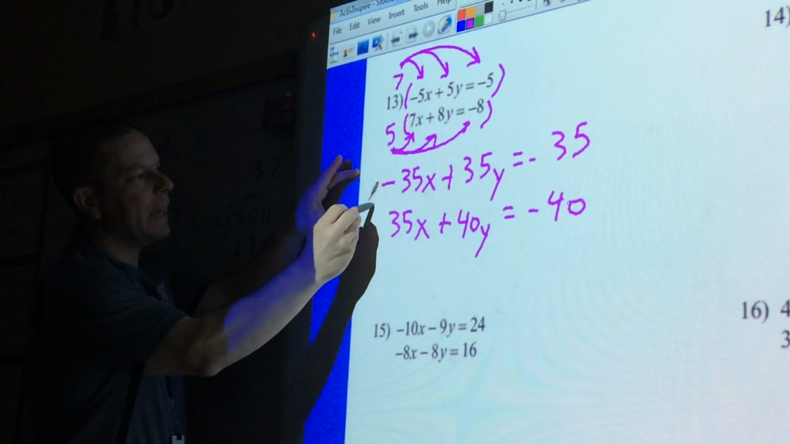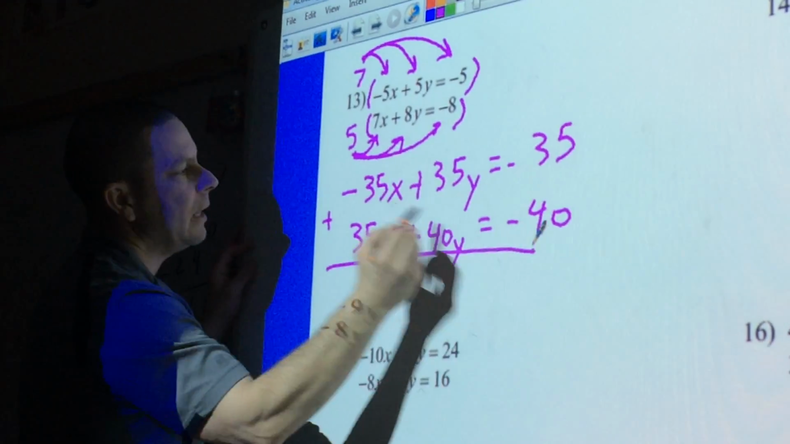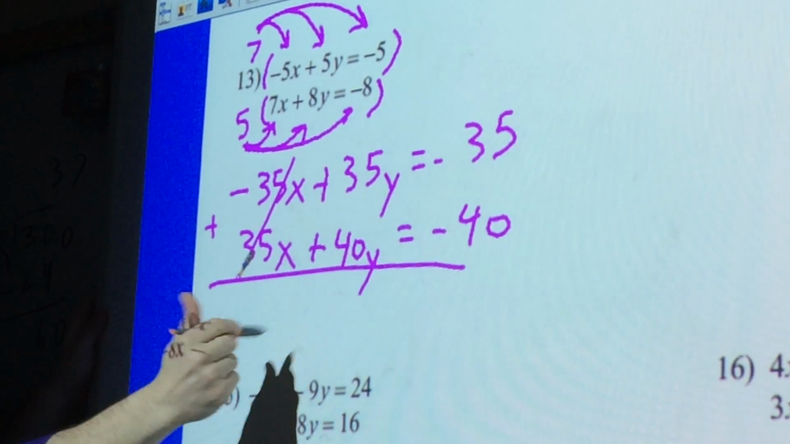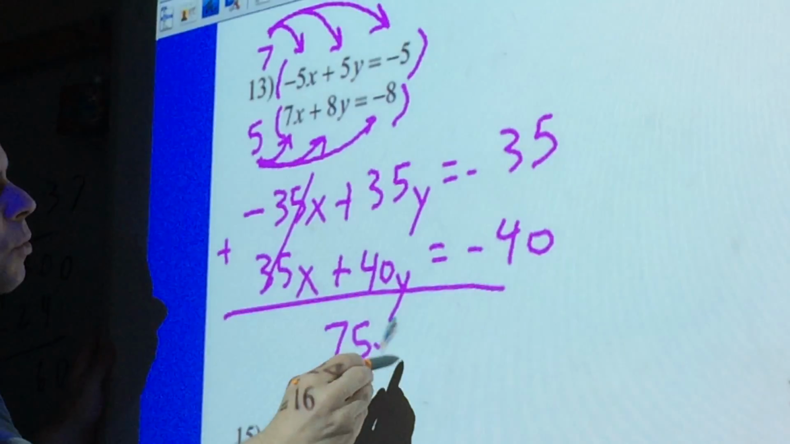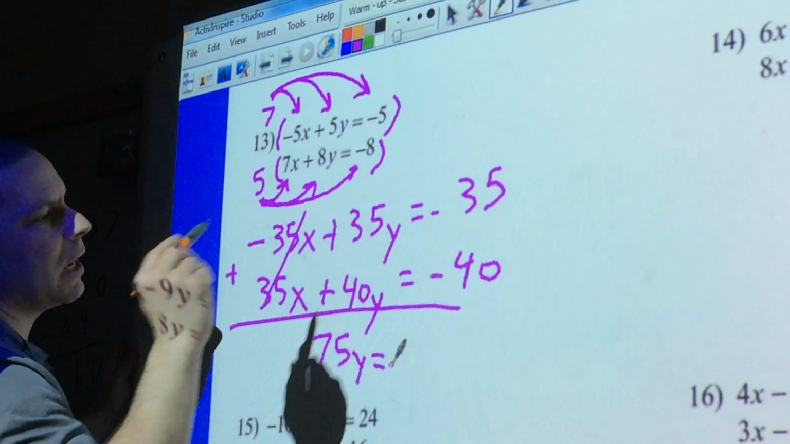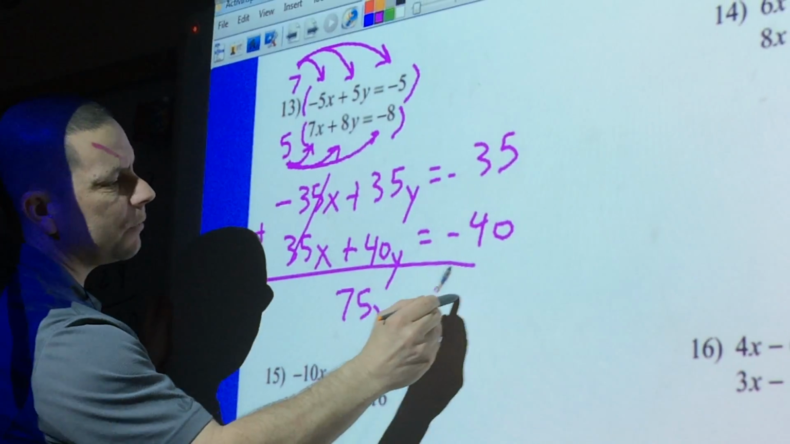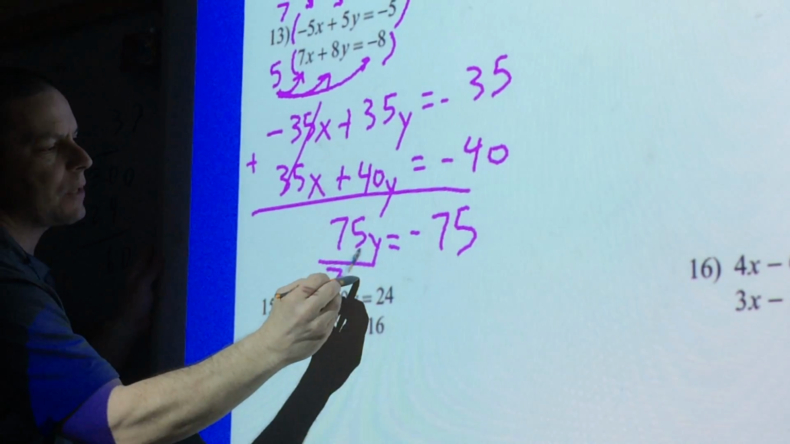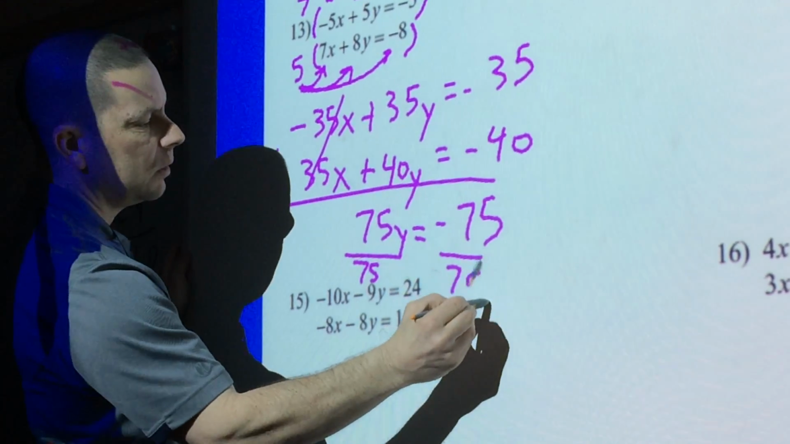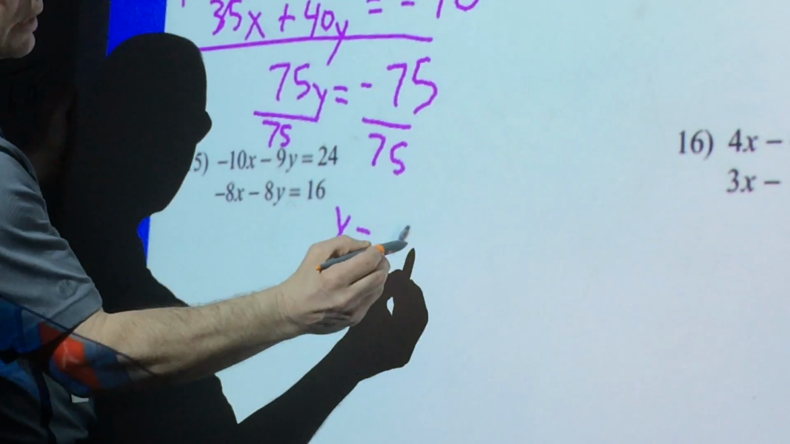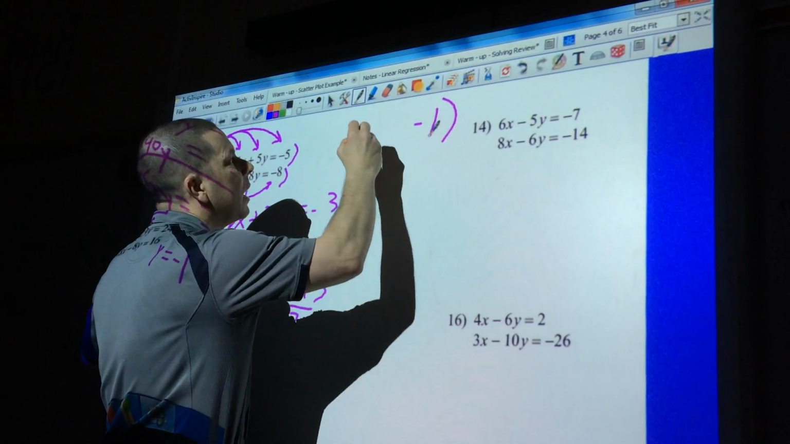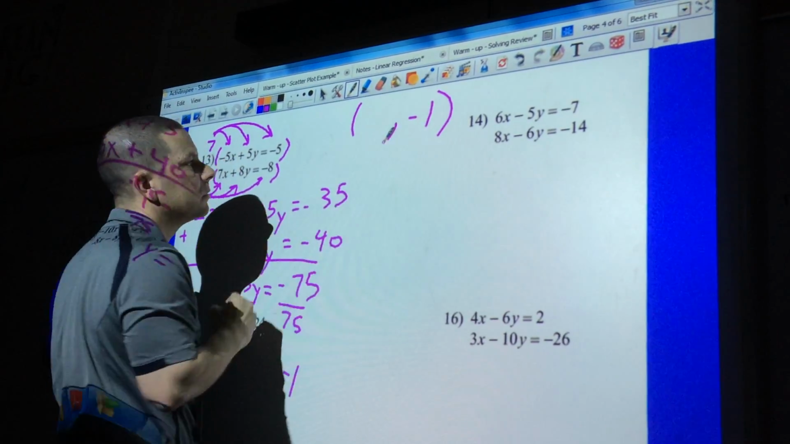So we're ready to add the 2 rows and eliminate the x terms. All right, when we add 35y plus 40y, we get 75y. And when we add negative 35 to negative 40, we get negative 75. Divide both sides by 75. And y equals negative 1. So we have half of our solution.